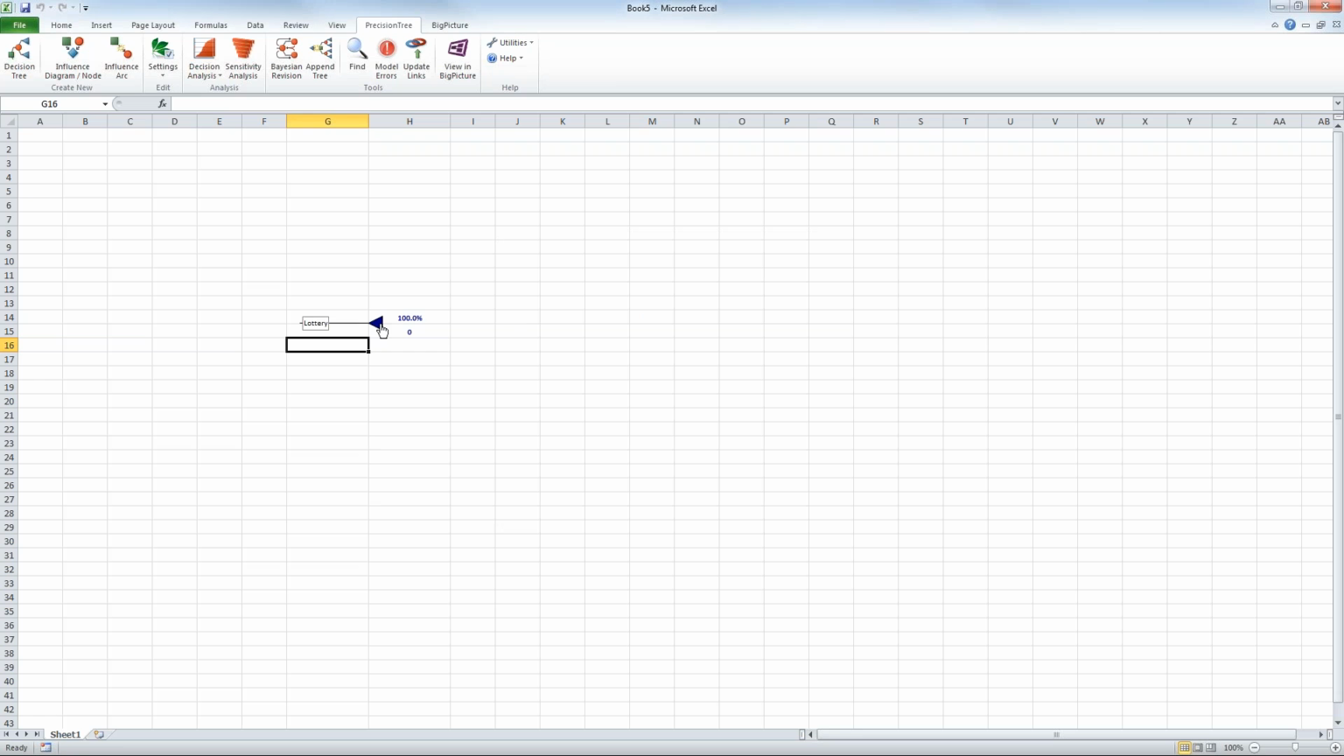We're going to start with a decision node. So all I do is I right mouse click and say insert node.